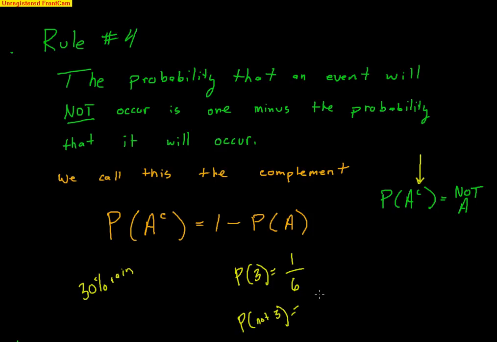Any other outcome besides 3 would be 5/6, because 1 minus 1/6 is 5/6. So that's a pretty easy rule to understand as well.